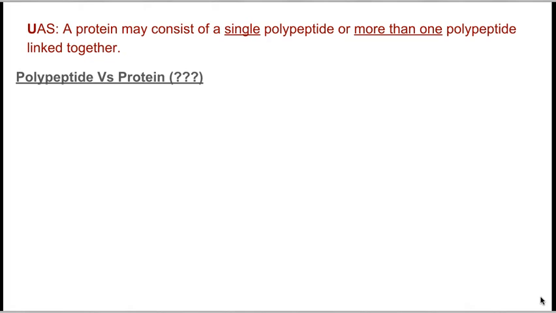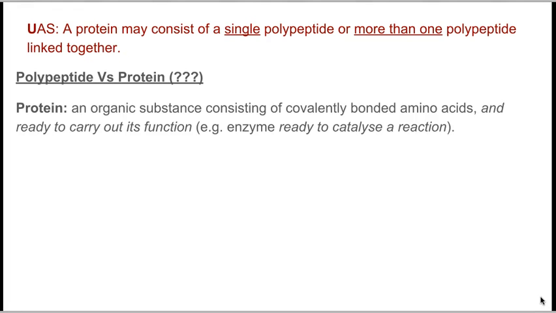Just a quick word about polypeptide and protein. Now these terms are often used interchangeably by teachers, myself included, but they are actually slightly different in nature. So let's have a look at the definitions. A protein is described as an organic substance consisting of covalently bonded amino acids and ready to carry out its function. That's a key phrase. For example, a protein might be an enzyme ready to catalyze a reaction.